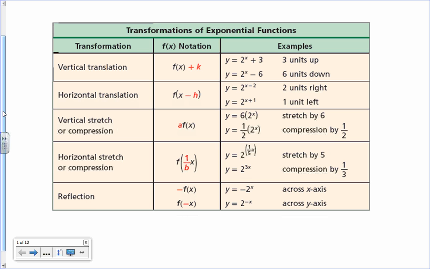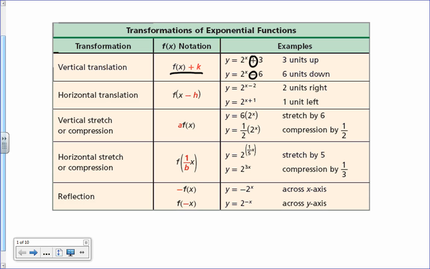You've got at the top here, vertical translation, f of x plus k. When you look over here at the examples, if the plus is at the very end of the exponential, you have 2 to the x plus 3. It goes 3 units up. If the minus is at the end, it goes down 6 units.